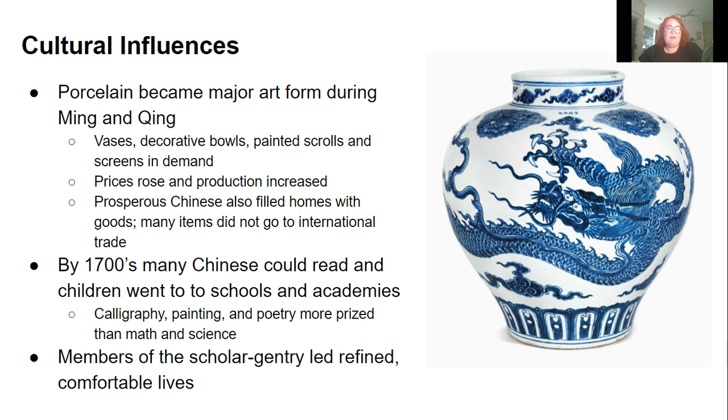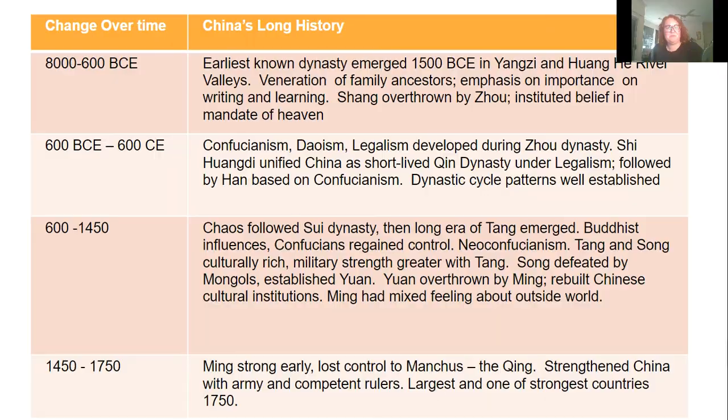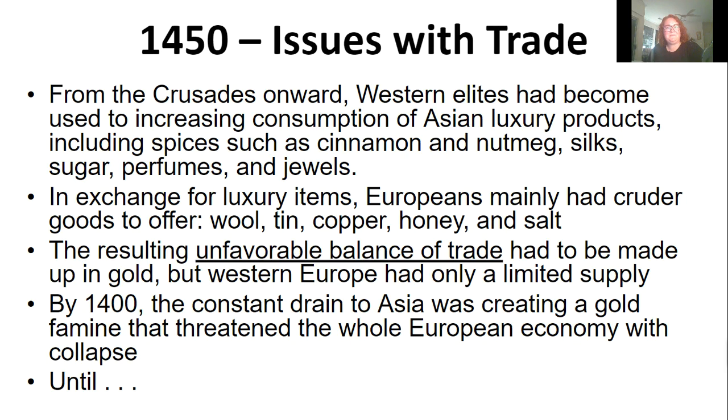So porcelain continued to be a very big deal in the Ming and Qing dynasties. Vases and decorative bowls, the painted scrolls and screens were in high demand. Prices rose as production increased, and prosperous Chinese also filled homes with goods such as these. And by the 1700s, many Chinese could read, and children went to schools. They could write in calligraphy, paint, write poetry, and members of the scholar gentry also led very refined and comfortable lives.